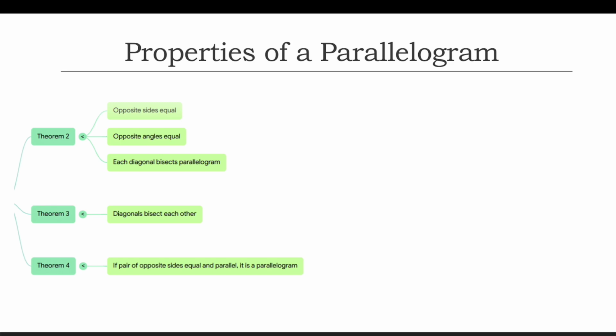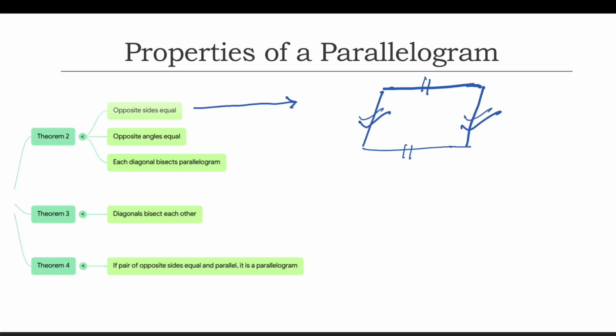What are those certain properties? The first one is that opposite sides are equal. In a parallelogram, these are parallel, right? We saw that. But they will also be equal. So this is x centimeter, this is x centimeter, this is y centimeter, this is y centimeter. These sides also will be equal by default. So if there is a quadrilateral where opposite sides are parallel to each other, they will also be equal.